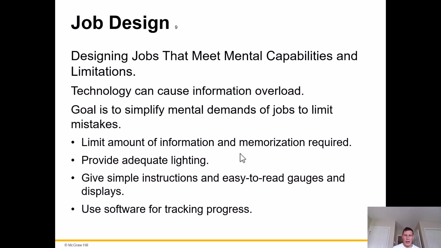We want to make sure we provide things like adequate lighting, heating, cooling, stuff like that. We want to make sure we give instructions that are as simple as possible, and easy-to-read gauges and displays, if it's in that kind of work context. And then we also may use software for tracking progress. So I just wanted to mention job design because everybody talks about it from the standpoint of the physical, but no one ever really talks about it from the standpoint of mental capabilities and limitations, and that's important too. Because at the end of the day, you want people to feel like they want to come to work. They'll be more motivated and they'll do better.